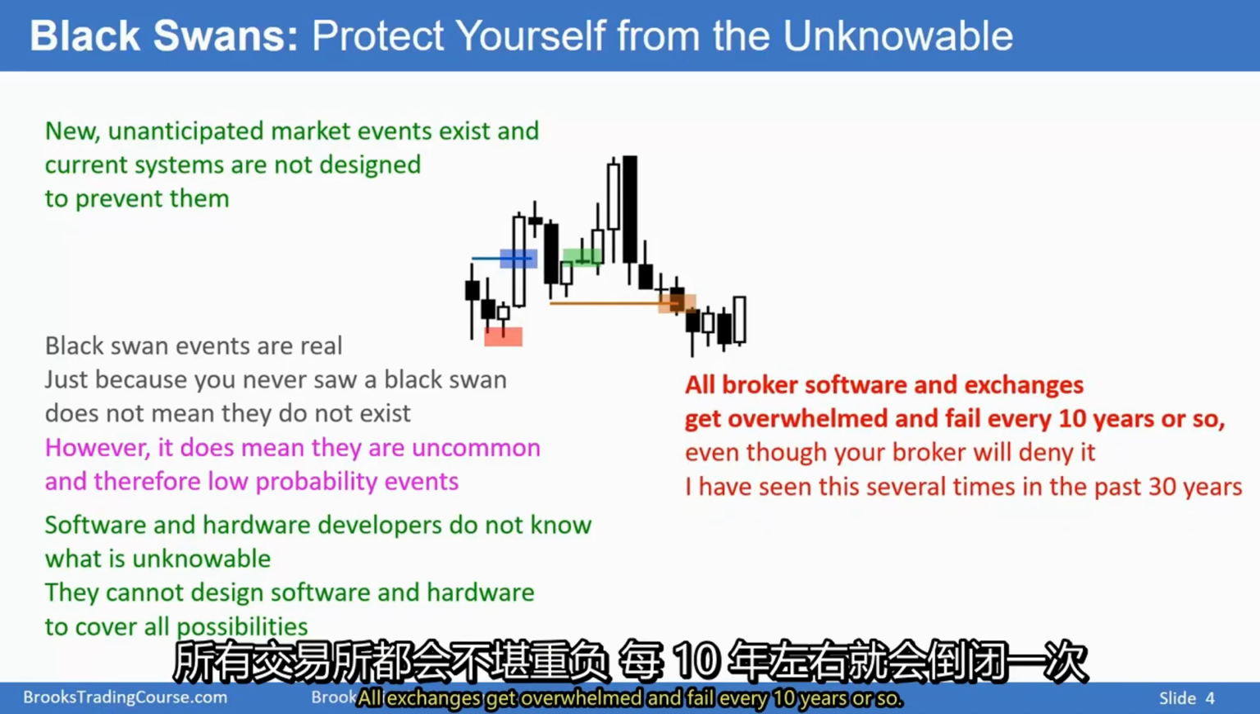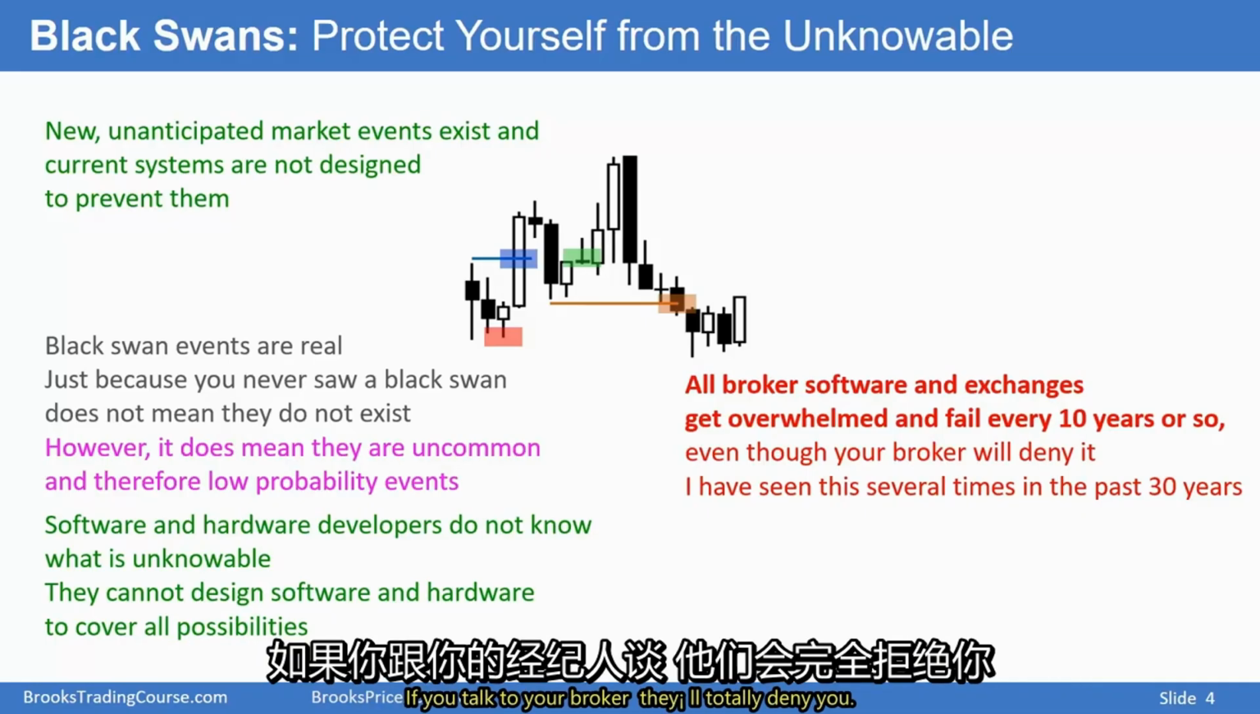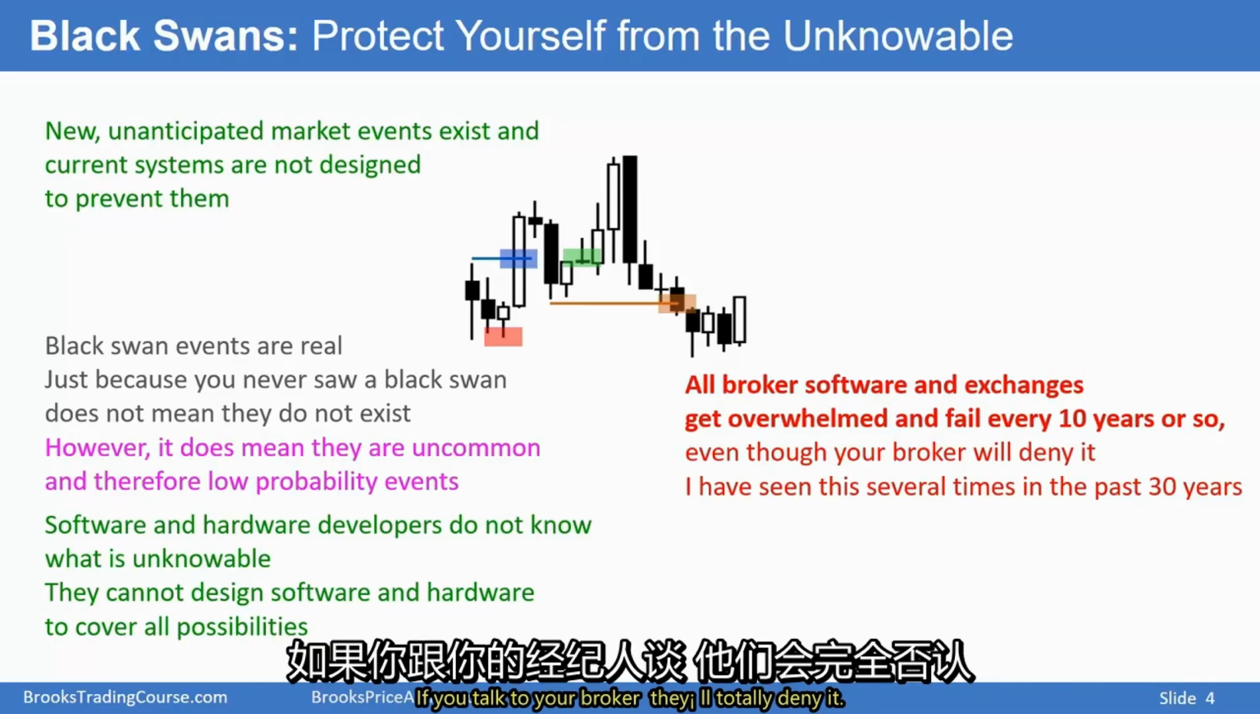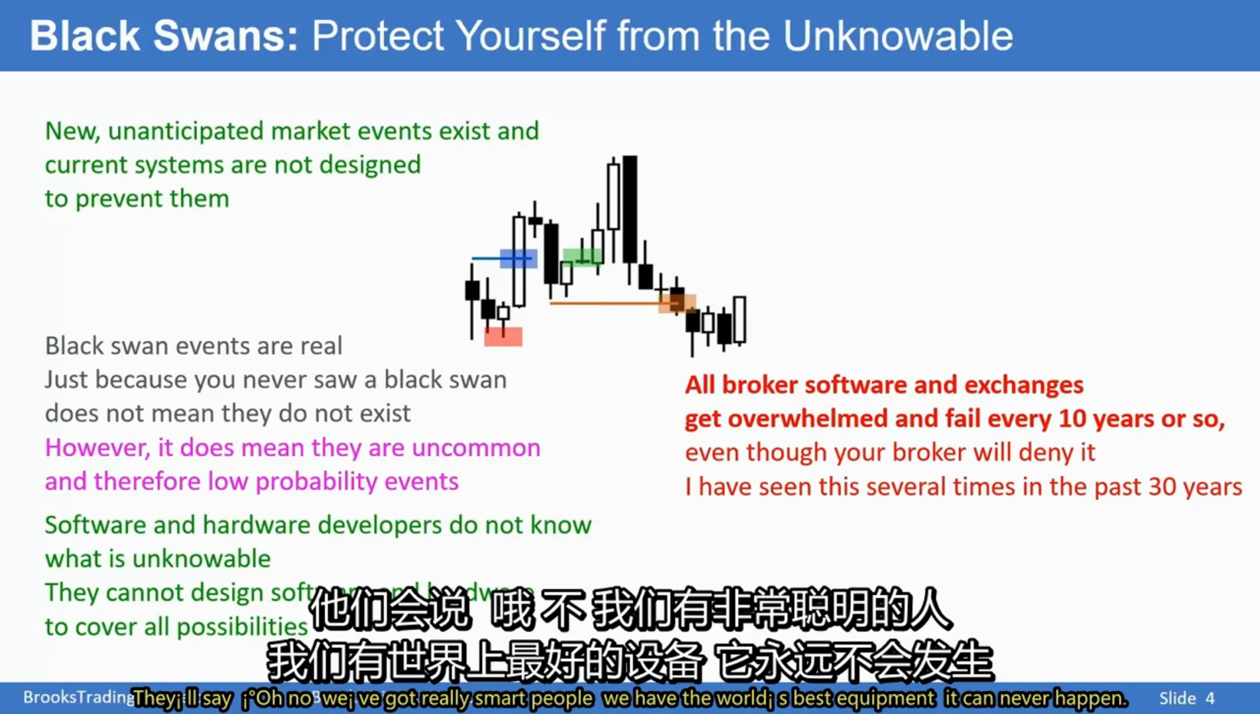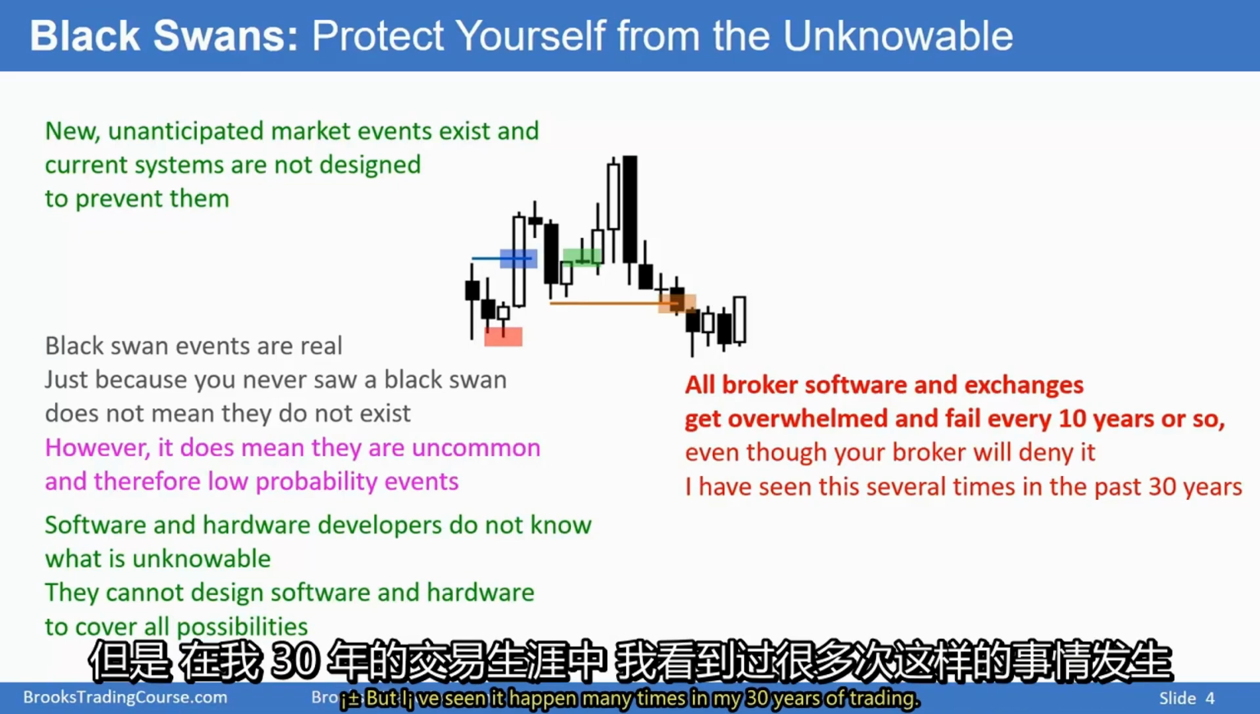All brokers get overwhelmed, all exchanges get overwhelmed and fail every 10 years or so. If you talk to your broker, they'll totally deny it. They'll say, oh no, we got really smart people, we have the world's best equipment, it can never happen. But I've seen it happen many times in my 30 years of trading.